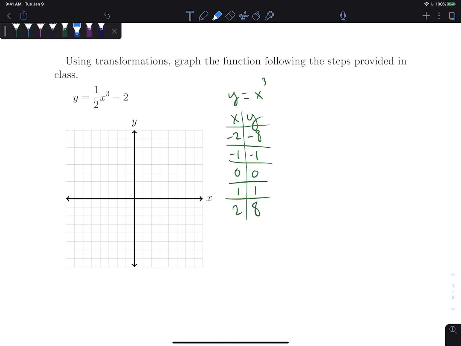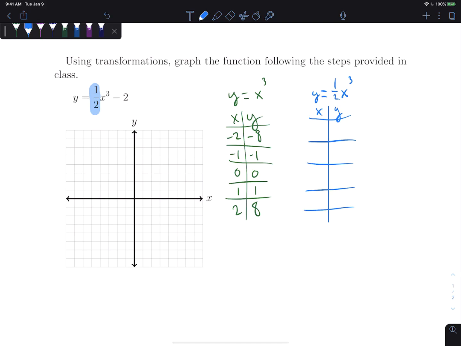Now let's identify some transformations. This 1/2 out front is not directly associated with the x because it's not in a parentheses with the x. Therefore, it is going to affect the y value. So if we're looking at this, y equals 1/2 x cubed, we'll have the following table. Now, if the y values are going to change, the x values stay the same. So still -2, -1, 0, 1, and 2.